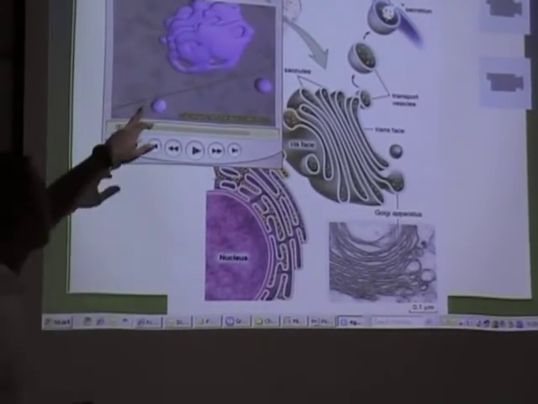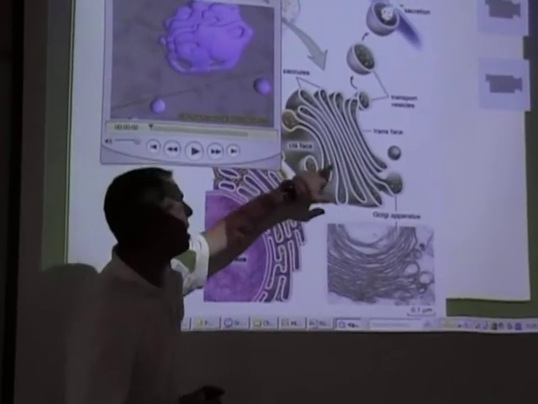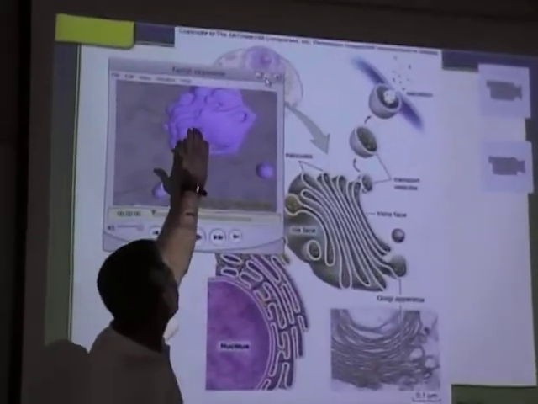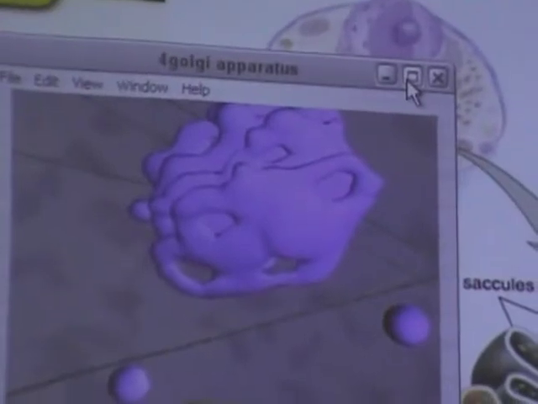Now check this out. This is a Golgi apparatus. That's one of these. Looking from underneath it, looking up at it. Pretend the camera is right here looking up at this. You see? Now watch this.